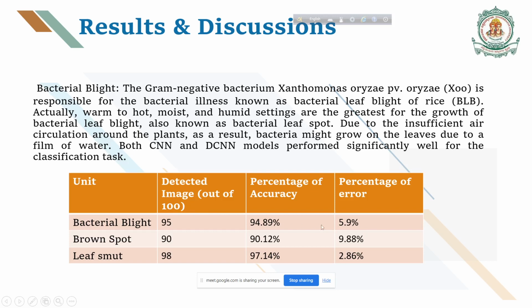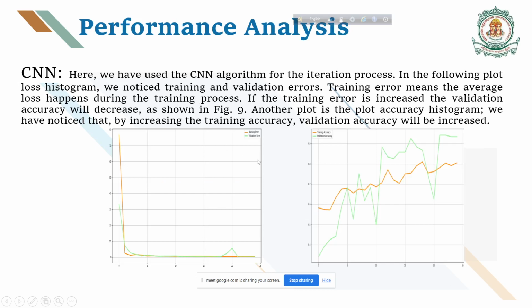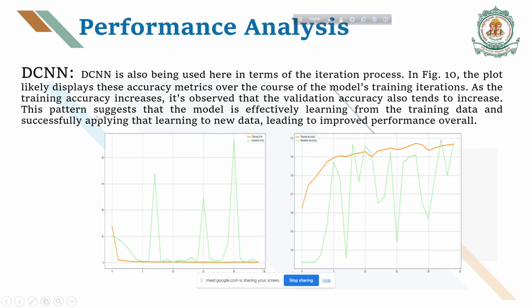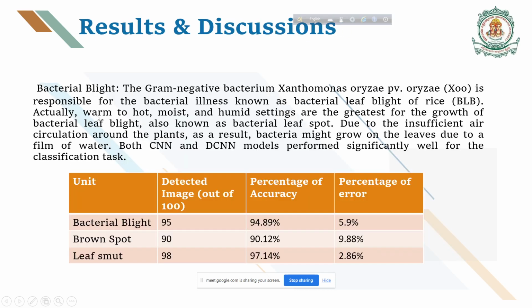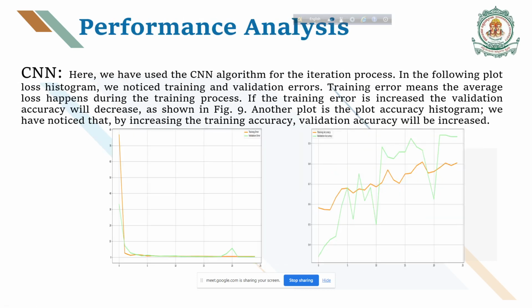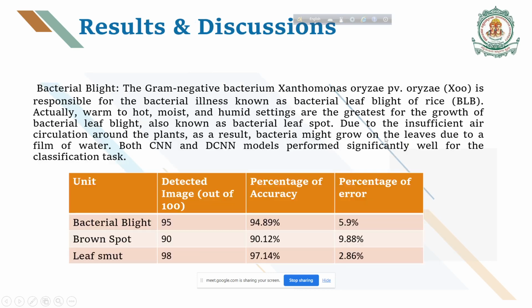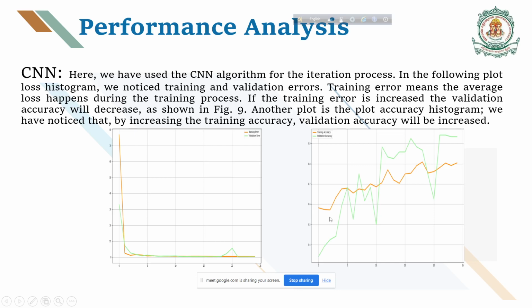And what was the accuracy? The accuracy was really good, over 90% for each and every sector. For the performance analysis, we have used two models, DCNN and CNN. What is the plot loss and what is the plot accuracy level? This is the plot loss, and this is the plot accuracy for CNN. We have shown here that it is over 80% and over 90% for CNN.